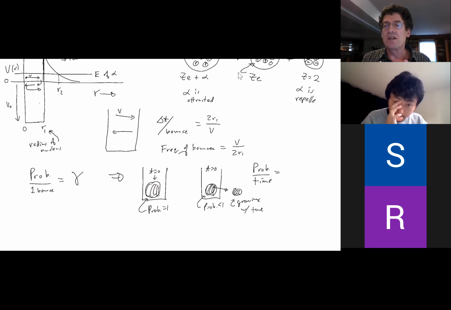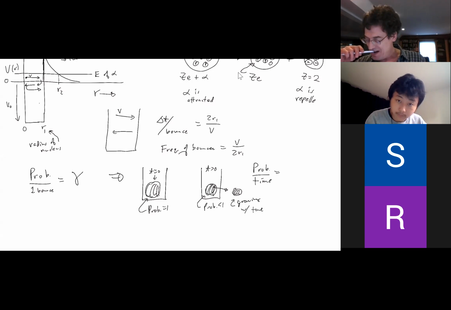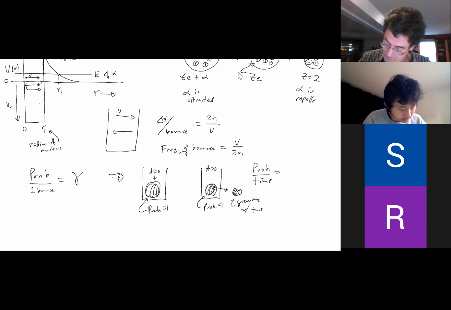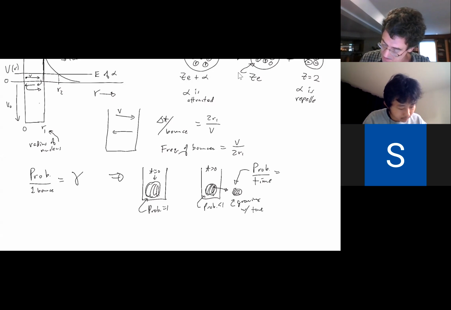What is the probability per time that's leaving the nucleus? Can you tell me? It's sitting right there on the page. Is it the probability that it will leave over that time? Oh, yeah, that's exactly right. You can think of it as gamma over delta t. Or you can think of it as gamma times the frequency.